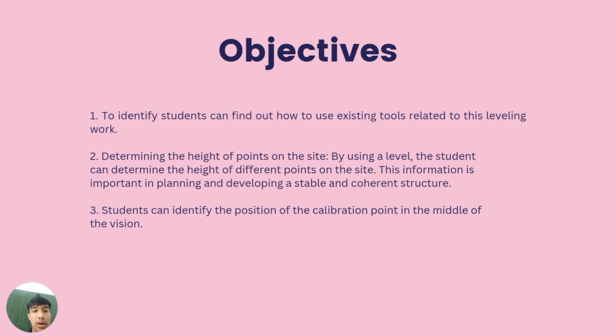So first of all, the objective of this work is for students to find out how to use existing tools related to this leveling work. And another is determining the height of points on the site. By using a level, the student can determine the height of different points on the site. This information is important in planning and developing a stable and coherent structure. And the third objective is that students can identify the position of the calibration point in the middle of the vision.